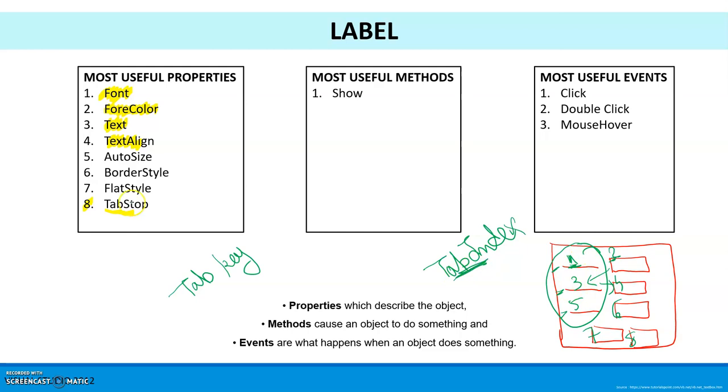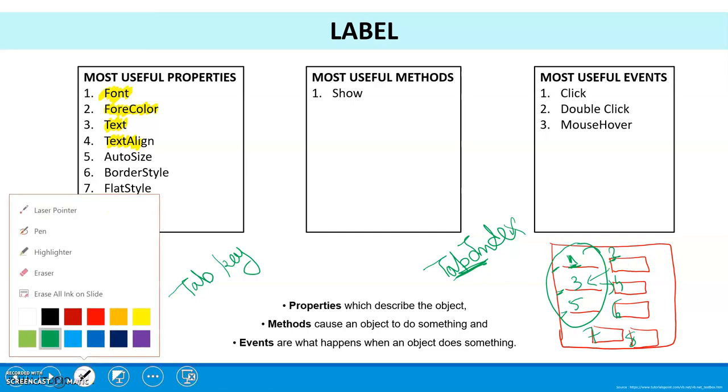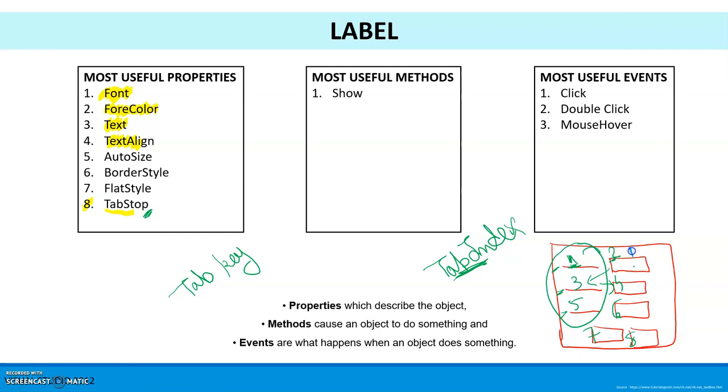For that, we have the tab stop property. You can change the tab stop property. Now what will happen when you press the tab key? It will first come to 1, 2, 3, 4 and 5 this way. So this is about the tab stop property.